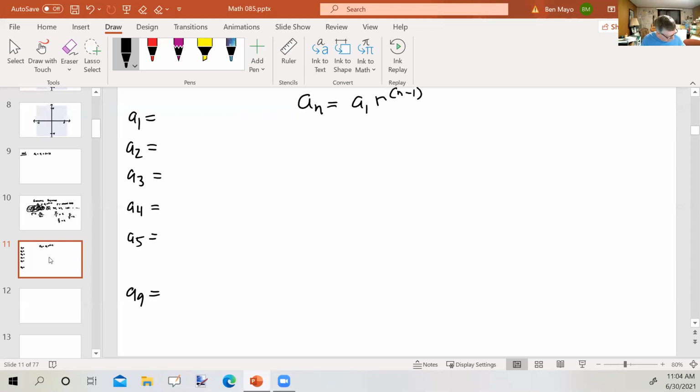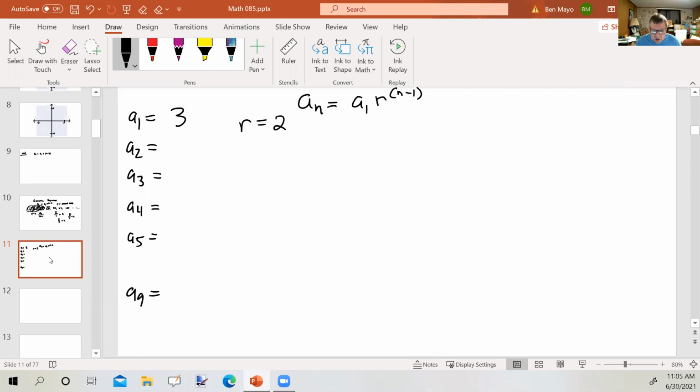All right. Now, what do they tell us? They tell us that the first term is 3, and that the common ratio is 2. Okay, this was all given. They said it was a geometric sequence. Find the first 5 terms, find the 9th term. The first term is 3, the common ratio is 2.